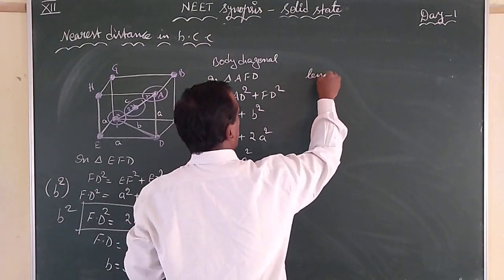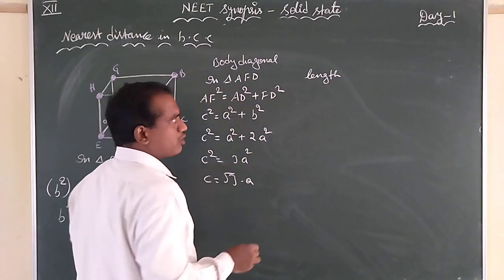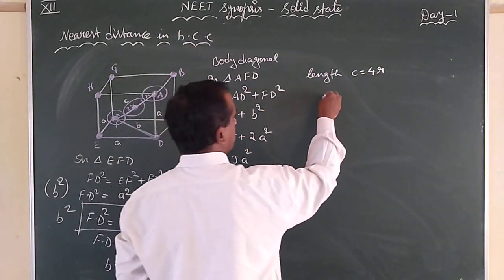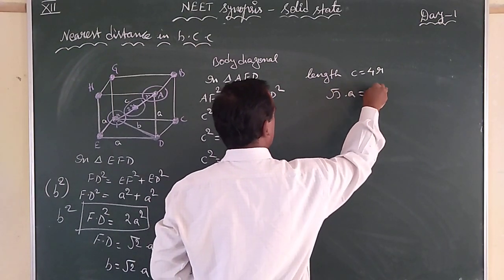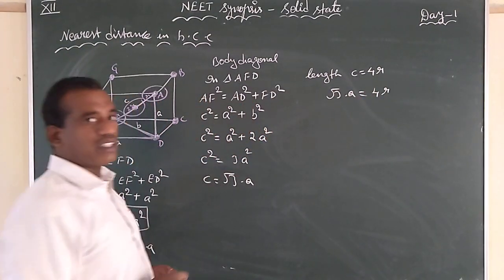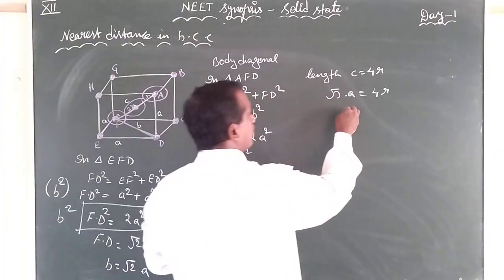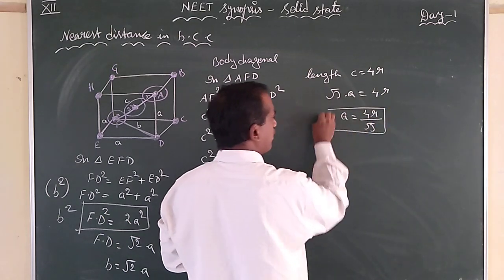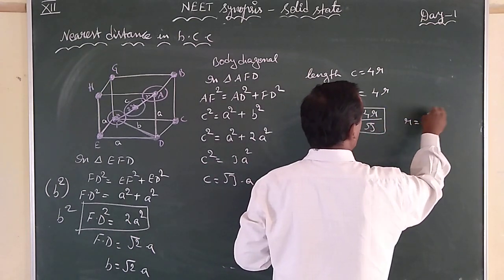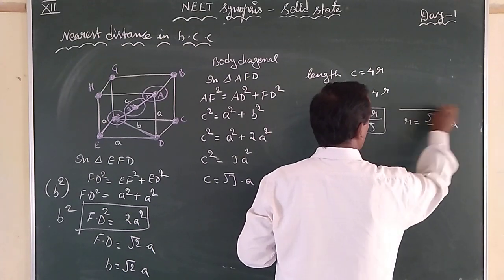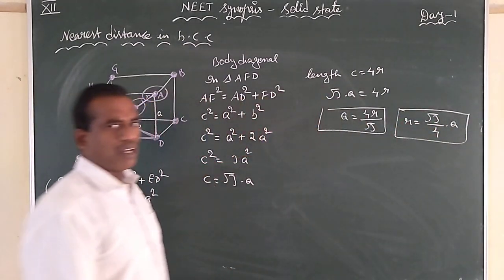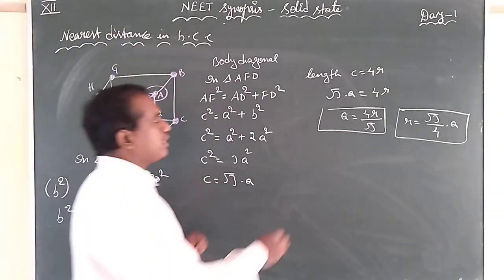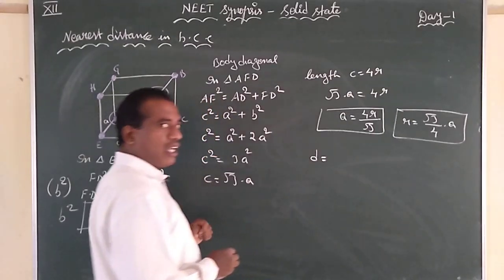So the length along this body diagonal is equal to 4R. So we have represented it as root 3 A is equal to 4R. Later we get A is equal to 4R by root 3. We use this in our calculations, or we can say R is equal to root 3 by 4 into A. These are well-familiar formulas for us. But our main point is regarding the distance in the BCC.